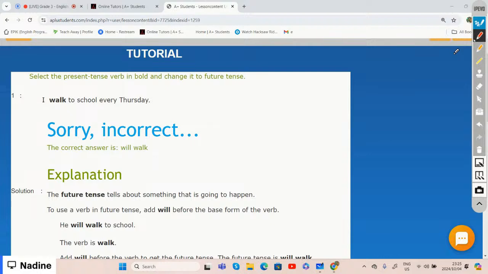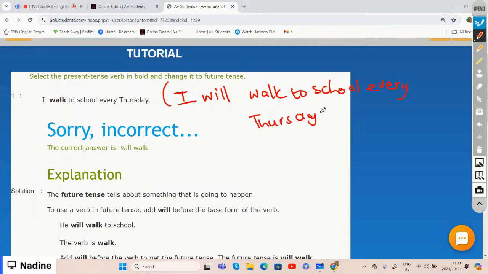All right. So yes, we can say, I'm going to rewrite the sentence. I will walk to school every Thursday. So there we have the word will in front of our verb. So well done. All right. Let's go on to the next one.